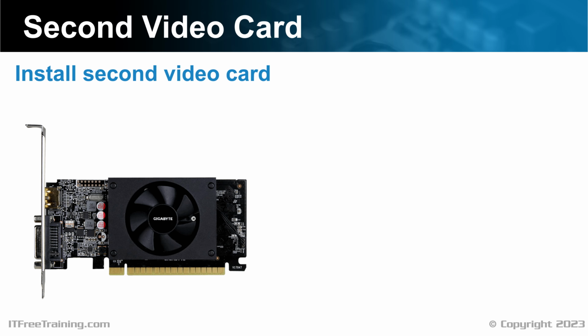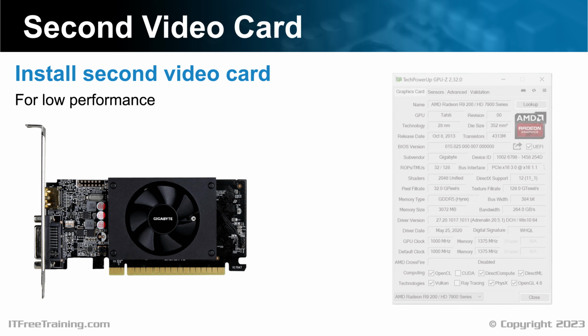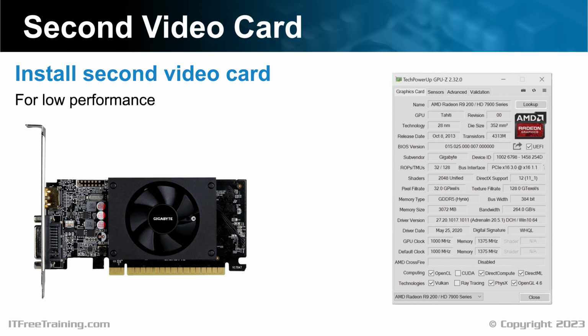If you install a second video card, which in this example is installed for low performance compared to the primary video card, essentially you want to make sure that the maximum resources are able to be used by the primary video card. This may mean making sure that you install the video card in a particular slot on the motherboard. To check what resources your video cards are using, you can use software like GPU-Z.